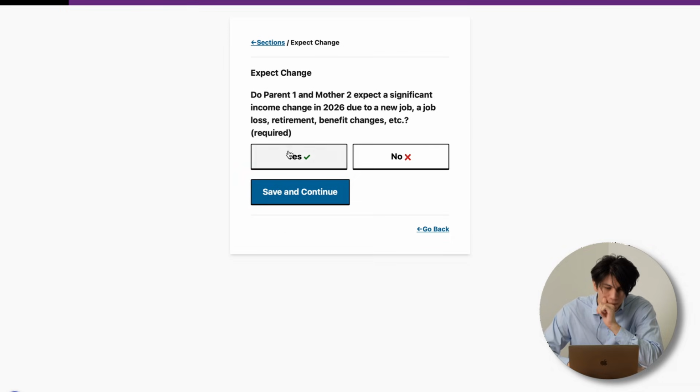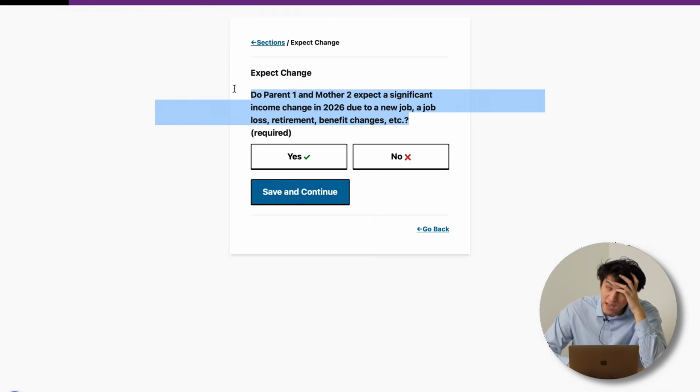Right? Do parent 1 and parent 2 expect a significant income change in 2026 due to a new job, job loss, retirement, benefits changes, etc.? So that means that, for example, your parents might retire, your parents might lose their job, or you're moving to a new country. So if yes, you include it and explain. If no, just go on.